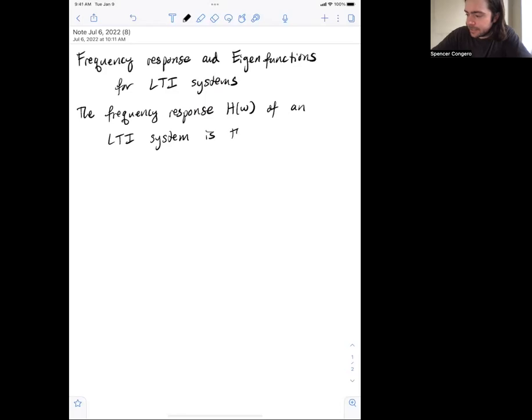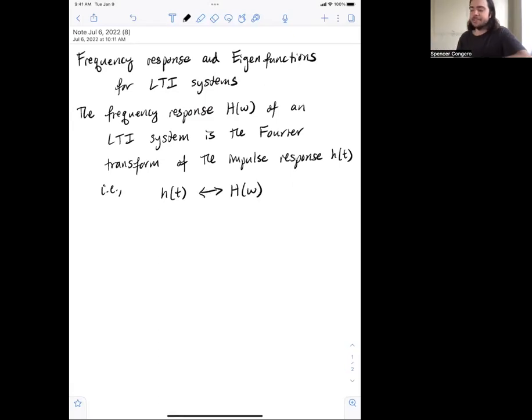And all it is, is just the Fourier transform of the impulse response, h of t. In other words, h of t is a Fourier transform pair with the frequency response, H of omega. So this kind of justifies why we've been using little h and capital H for these two concepts. And so I'll just list out all the Fourier transform formulas with these functions plugged in so you can see.